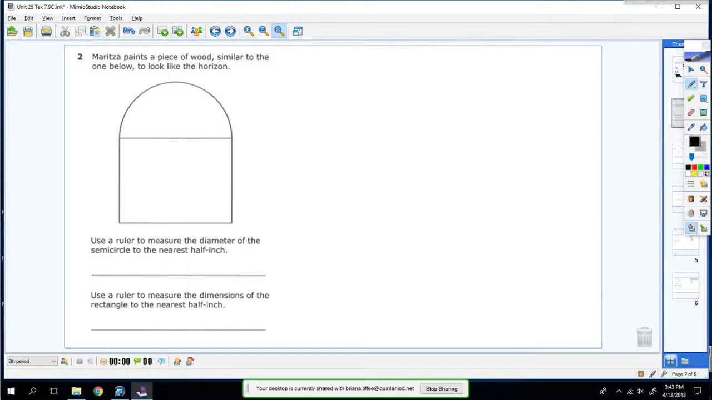Excuse me. So now we're going to use a ruler to determine the diameter would be. Sorry, let me try this again.